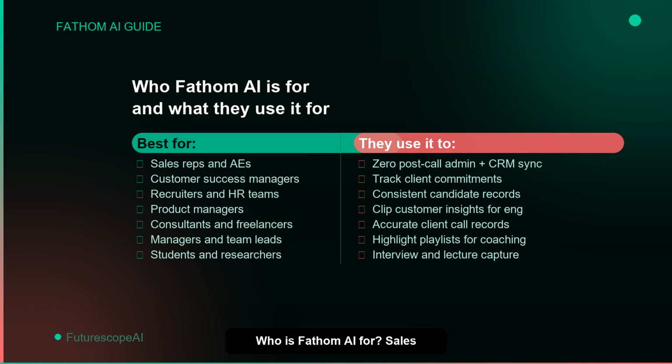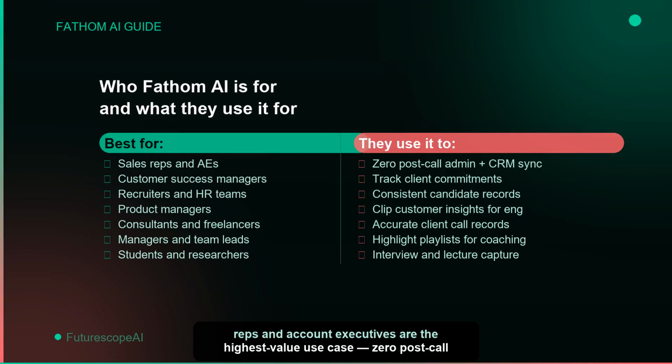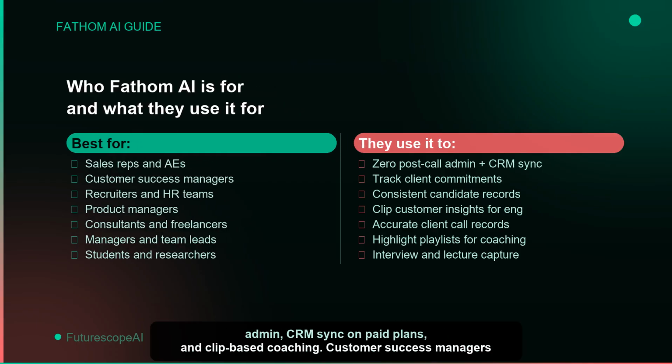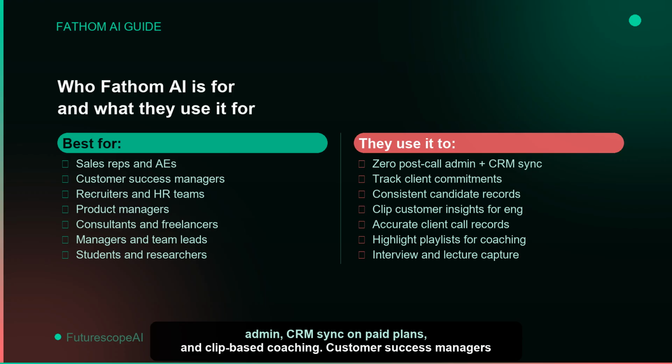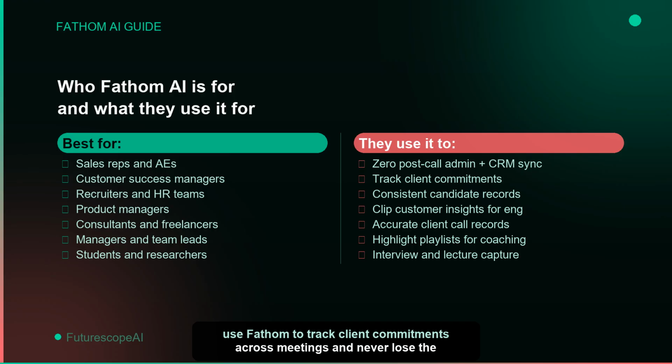Who is Fathom AI for? Sales reps and account executives are the highest value use case. Zero post-call admin, CRM sync on paid plans, and clip-based coaching. Customer success managers use Fathom to track client commitments across meetings and never lose the context of what was promised. Recruiters and HR teams get a consistent, accurate record of every candidate interview that is searchable and shareable.